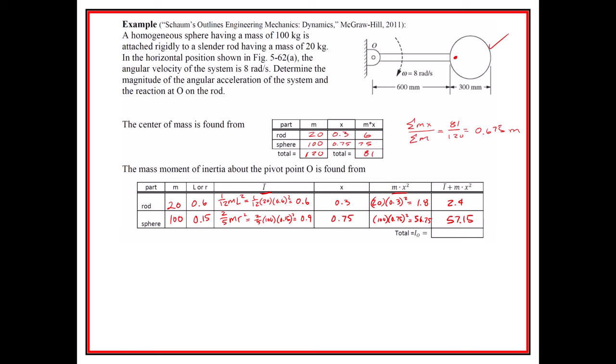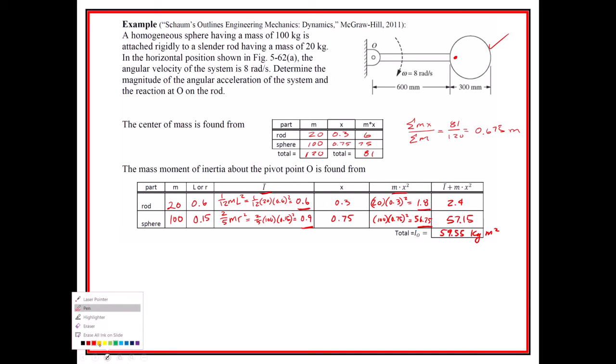Something notable here, and one of the reasons I kept it separated like this, is you can see that the distance it moves has so much more of an effect than its own mass moment of inertia. It's that distance, especially the distance of that sphere, combined with the fact that it's 100 kilograms. So we end up with 59.55. The units are kilogram meter squared.